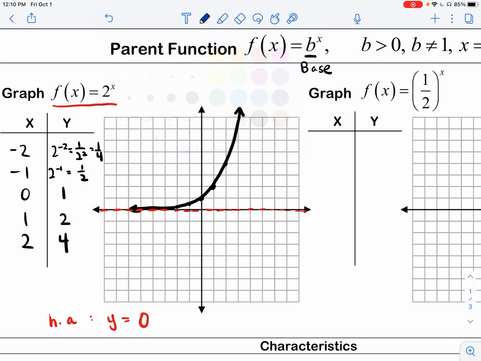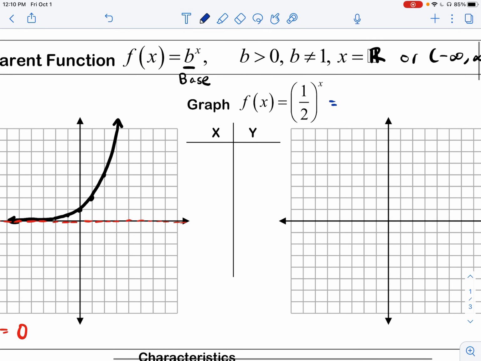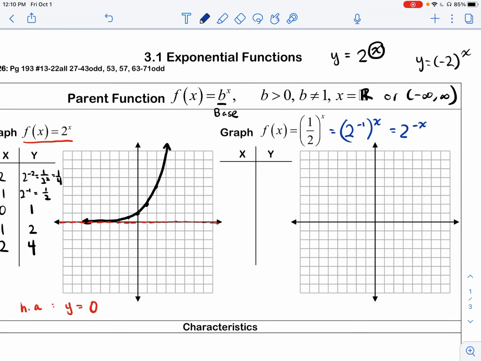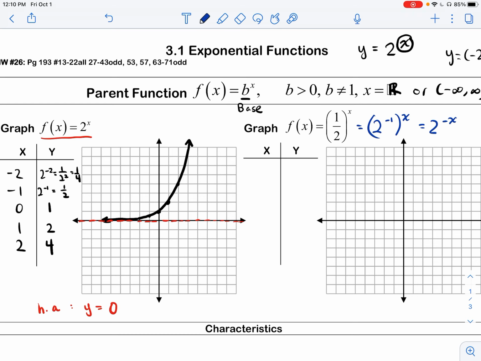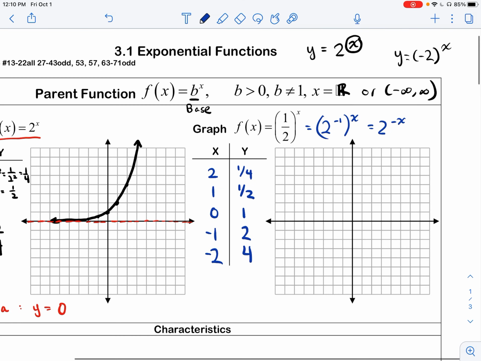Hopefully what you saw is that I could rewrite 1/2, because 1/2 is equivalent to 2 to the negative 1 power. So if I raise that to the x, this is equivalent to 2 to the negative x. That's simply a reflection over the y-axis of what we initially graphed. I could just take all my x values and flip the signs: 2, 1, 0, negative 1, negative 2, which would give me 1/4. My y values remain exactly the same. So if I graph this, 2 gives me 1/4, 1 gives me 1/2, 0 gives 1, negative 1 gives 2, negative 2 gives 4.